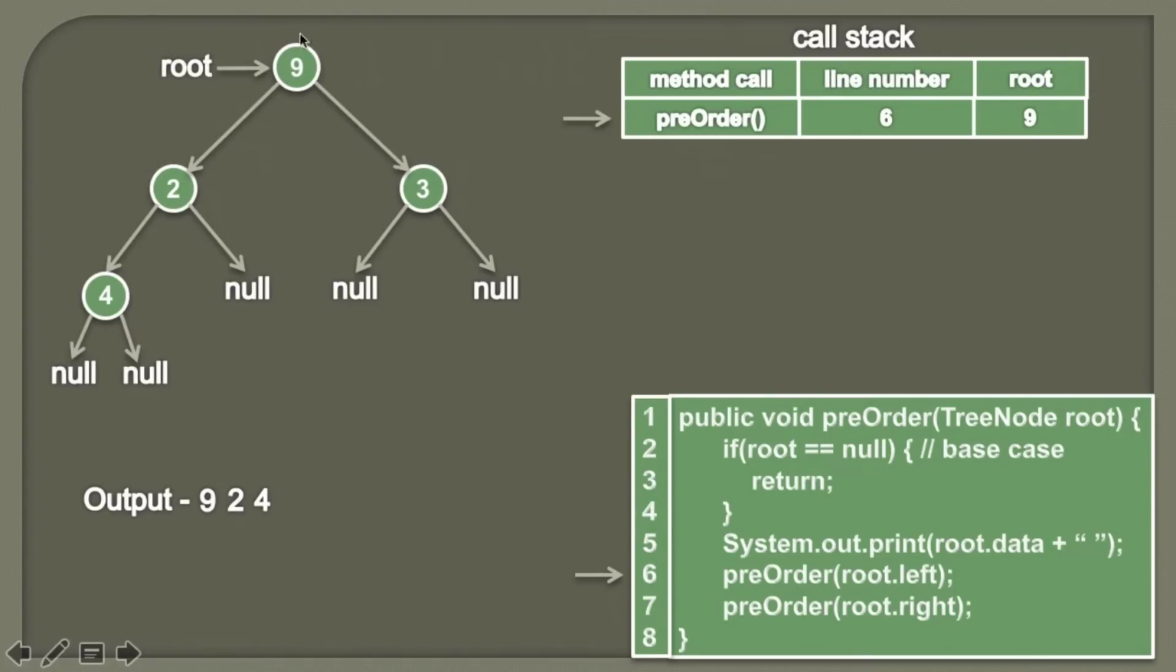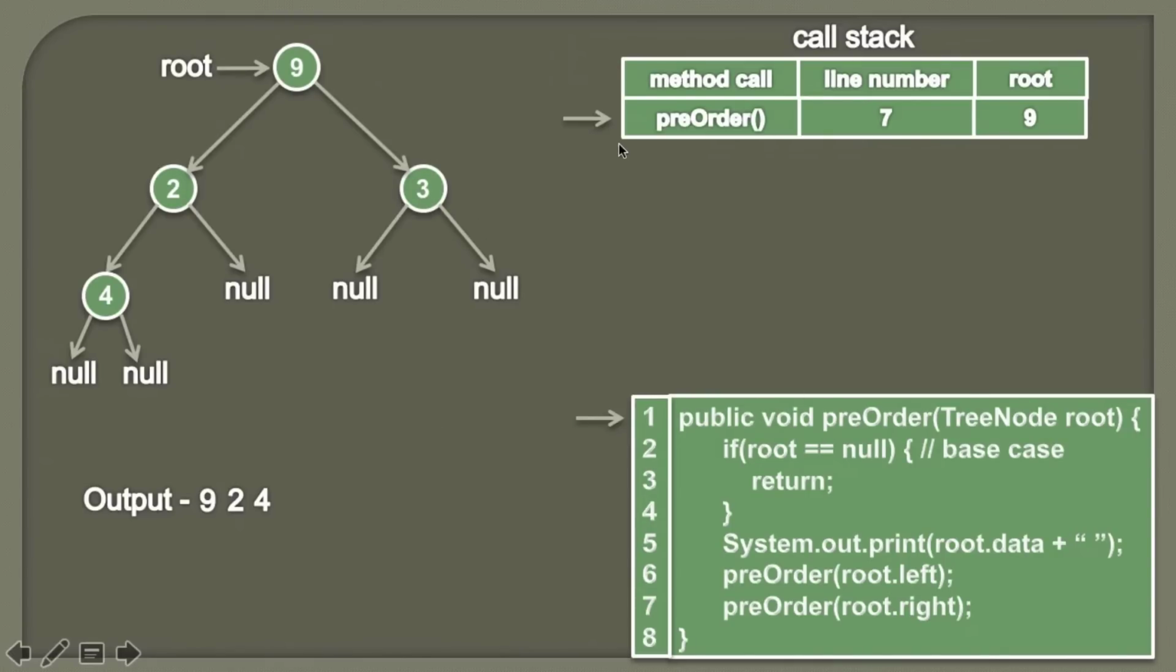So friends, for the root 9 we have processed the left subtree completely. Now it's time to process the right subtree. So we start the execution from line number 6. Here we will again call the preorder method, and this time we'll pass roots right, which is node 3. As we are leaving this preorder method, we'll keep track of the line number.